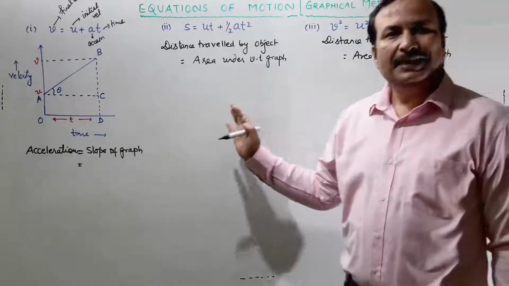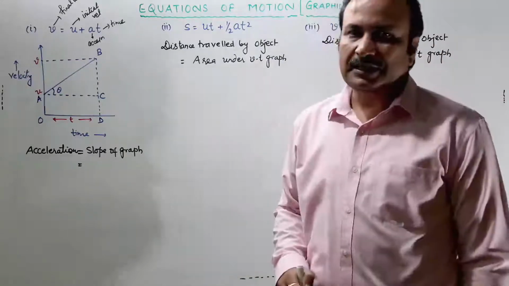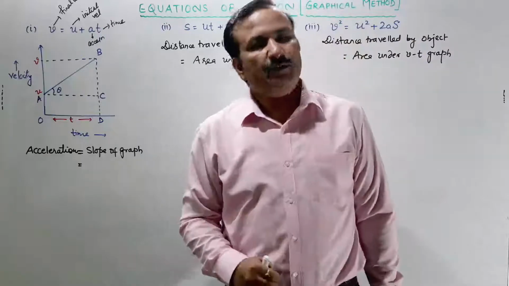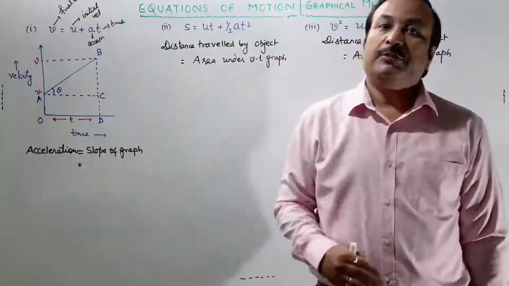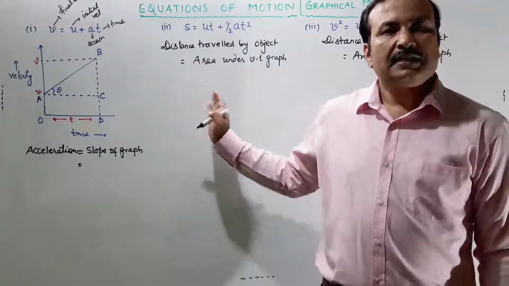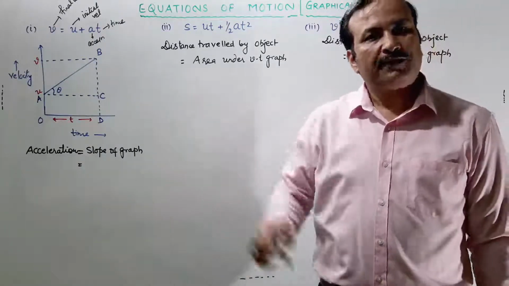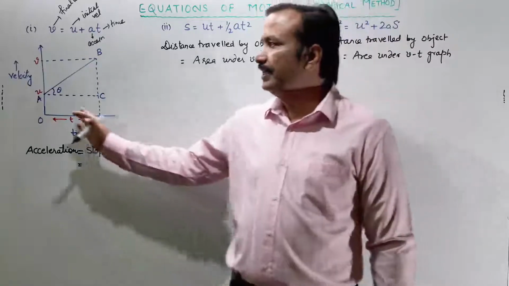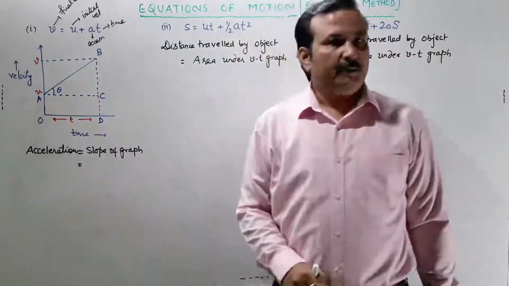So first, we will be deriving these equations by the graphical method. These equations can be derived by the analytical method, and can be derived by the calculus method also. So first we will see the derivation with the help of a graph. The graph which we are drawing here is a velocity-time graph.